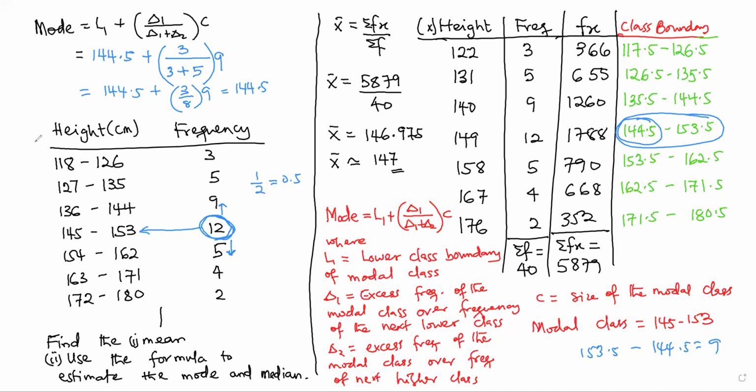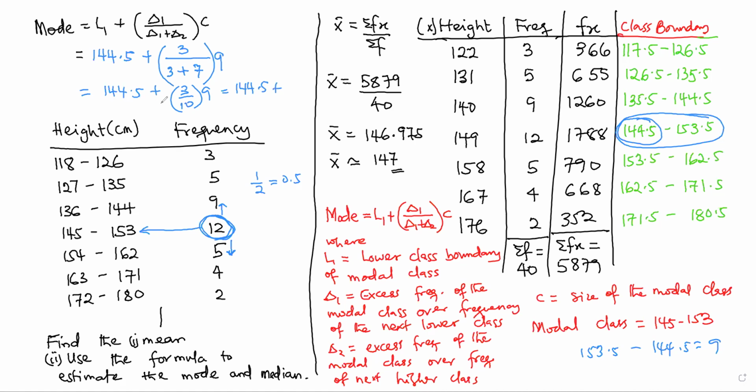Okay, so the change in 2, I was saying 12 minus 5. Sorry, 12 minus 5 is 7. 12 minus 5 is 7. Thank you. So here is 7, 7. So 3 divided by 7. So now the denominator becomes 10. So 3 divided by 10 times 9. 3 divided by 10 times 9 gives us 2.7.